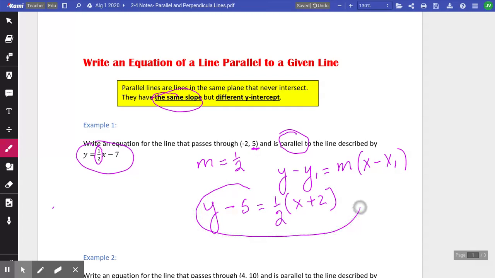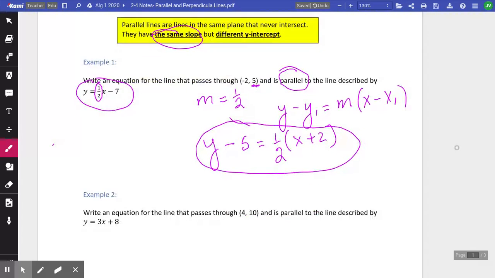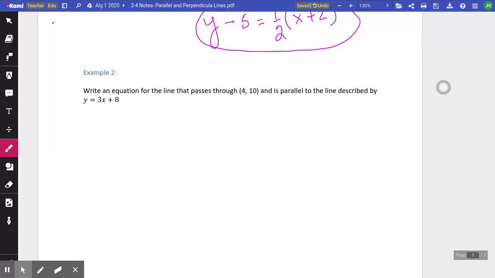You can leave the equation in point slope form, or you can turn it into slope intercept form, whichever way you prefer to see it and understand. That helps you understand it better. Or look for directions. Read directions carefully, because sometimes they will specify what form you need to write it. Let's take a look at this other example.